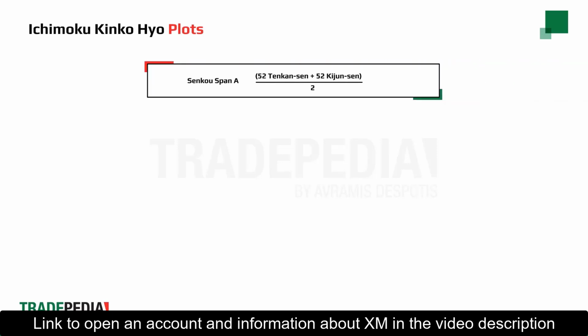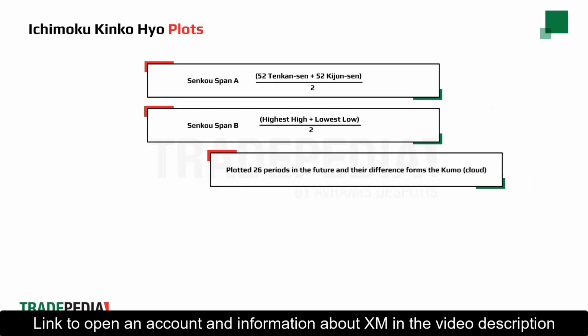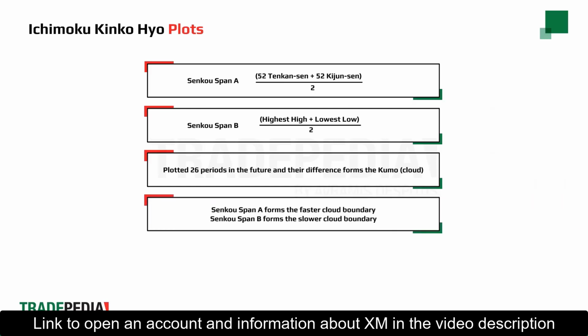The first plot, Senko span A, uses 52 periods and is calculated by adding the Tenkan-sen and Kijun-sen and dividing them by 2. Senko span B also uses 52 periods and is calculated by adding the highest high and the lowest low of the last 52 periods and dividing them by 2. These lines are referred to as leading because they are plotted 26 periods in the future, and their difference forms the Kumo. Senko span A forms the faster cloud boundary, while Senko span B forms the slower cloud boundary.